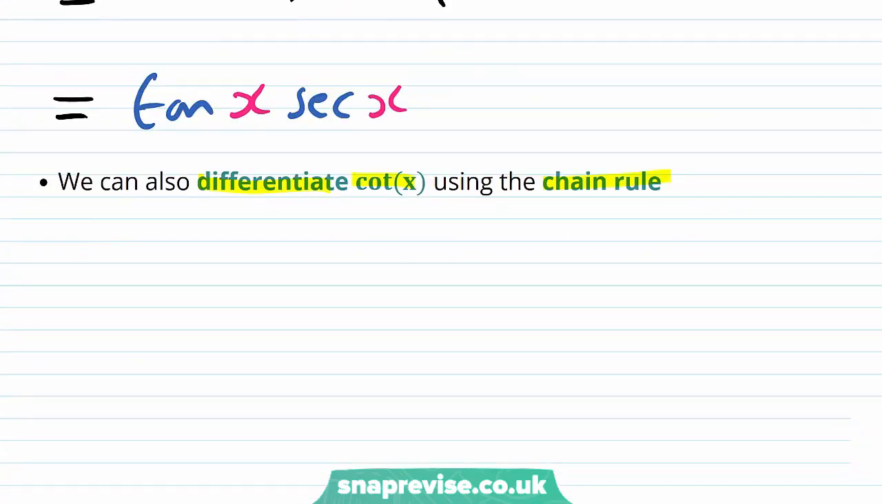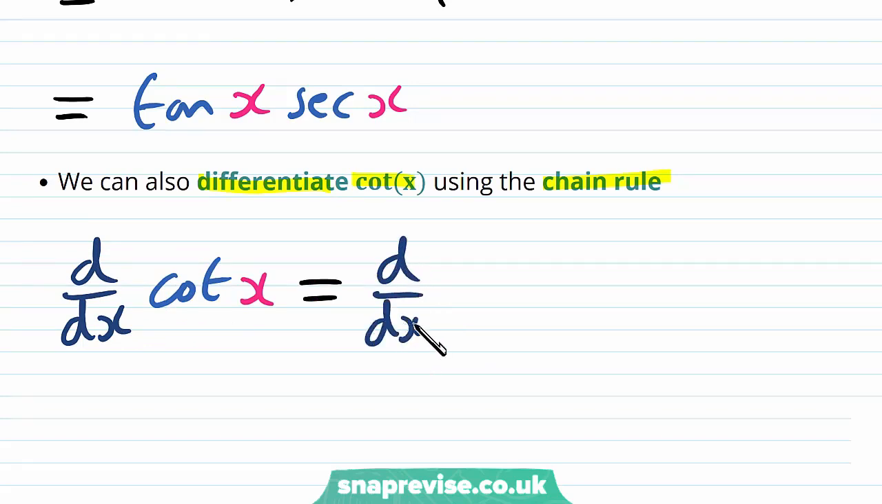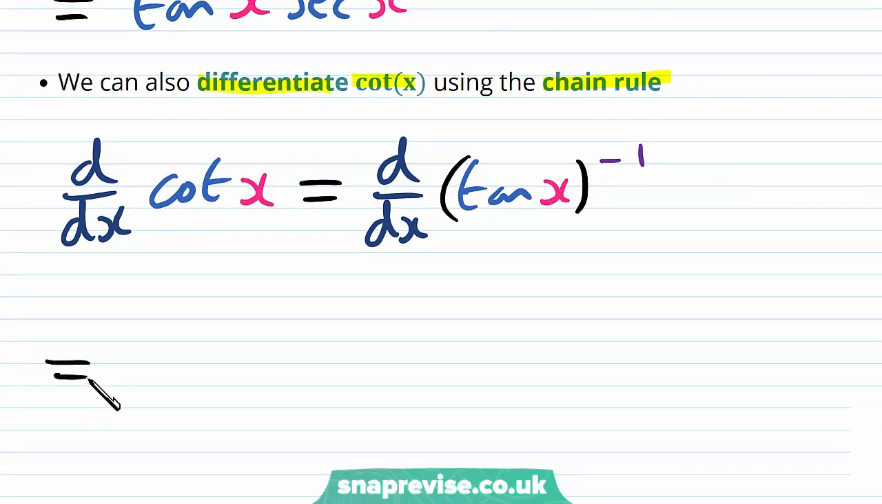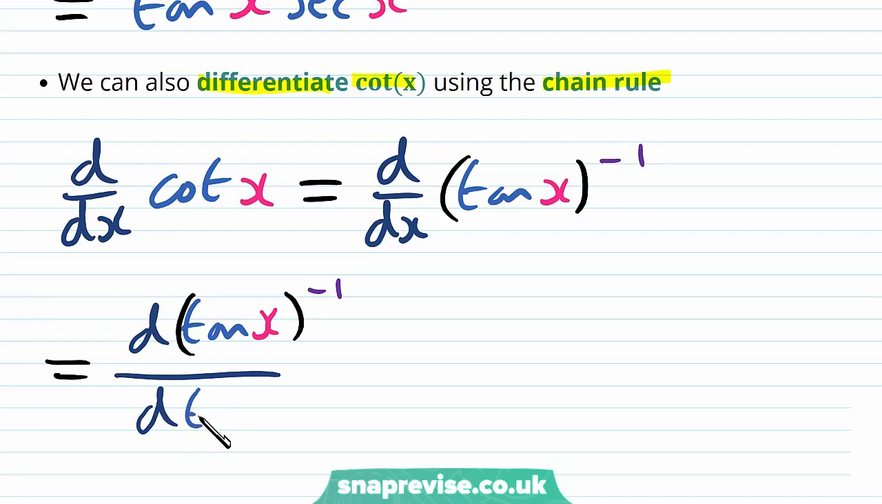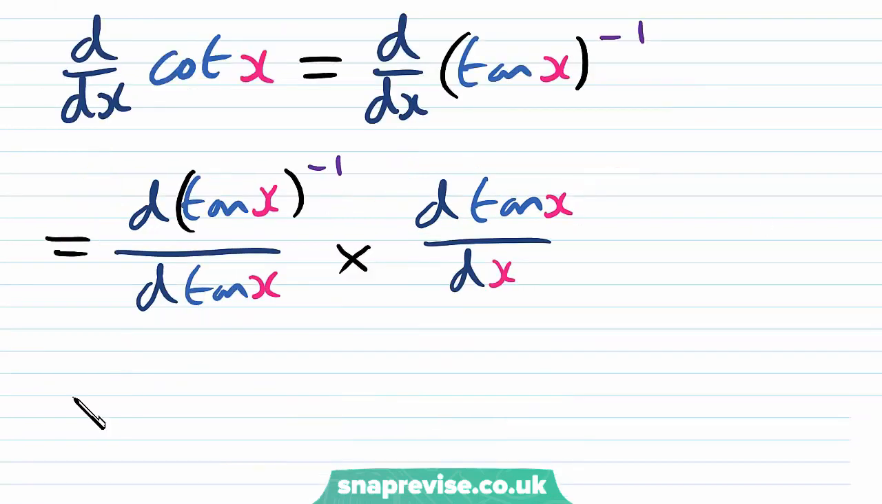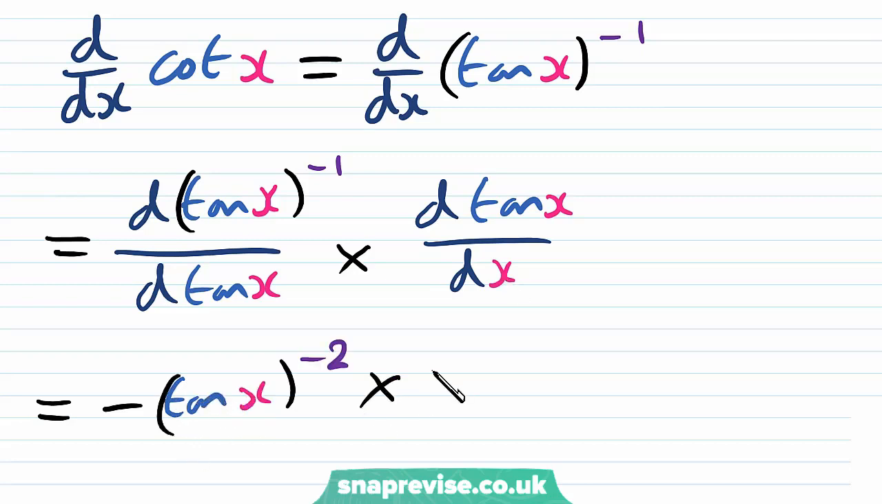So now we can differentiate the cot of x, and we can write cot of x as tan of x to the power of minus 1. And as we've just done using the chain rule, we get d tan of x to the power of minus 1 by d tan of x. Here we're using our u equals tan of x, and then we multiply by d tan of x by dx. This gives us minus tan of x to the power of minus 2 multiplied by sec squared of x, because the derivative of tan of x is sec squared of x.